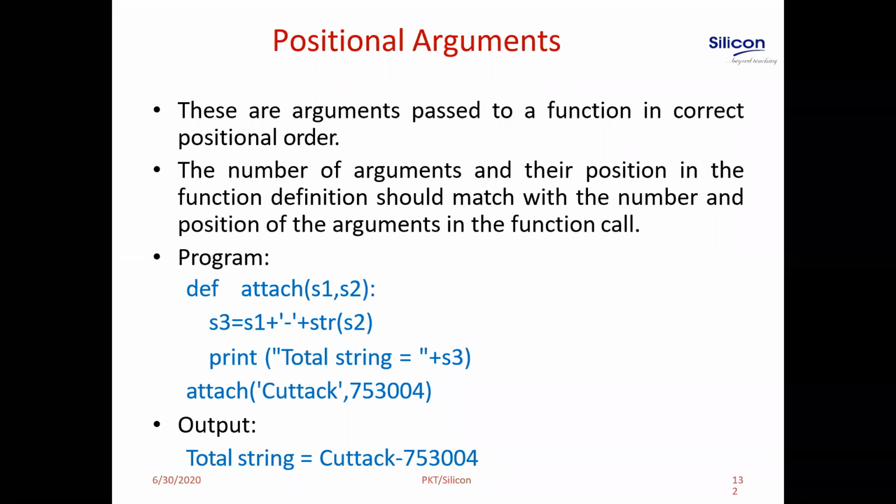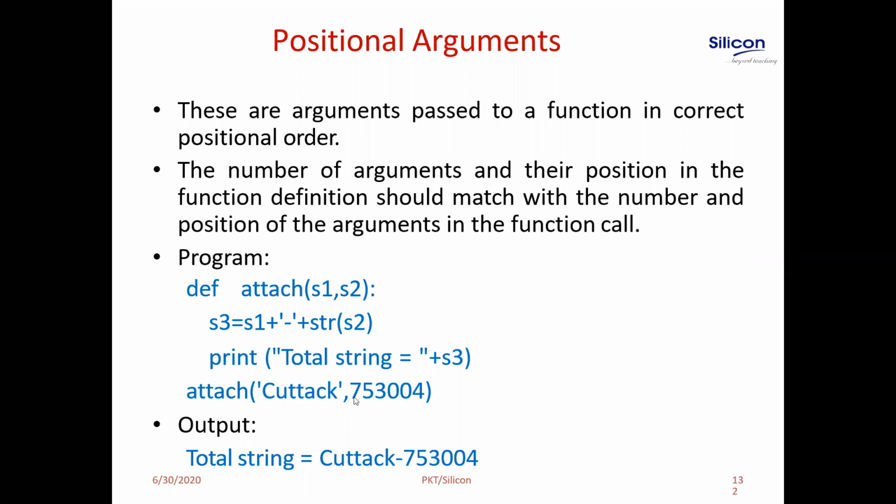The number of arguments and their position in the function definition should match the number and position of the arguments in the function call. So if I have a string and an integer, I must write a string and an integer in that way. Are you getting me? If S1 is a string and S2 is an integer, then I have to write in that way. I cannot swap it, correct? Yes, we say it is a positional argument.